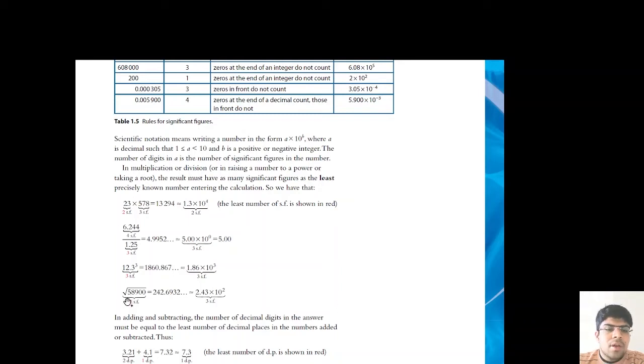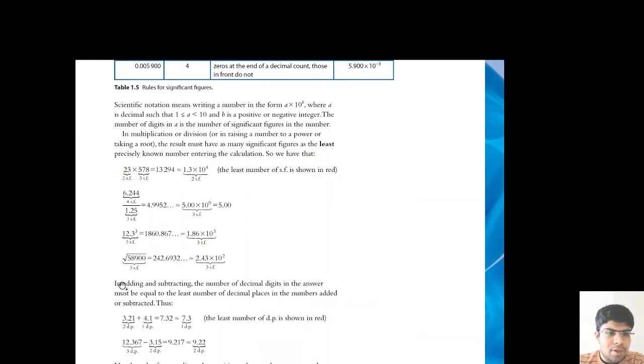root over 58,900 equals 242.6932 and so on. So it will also have three significant figures. It cannot have four or five significant figures, and not less than three. Just the same significant figures as we have here. We should also get the same significant figures here. I hope you are able to understand this.